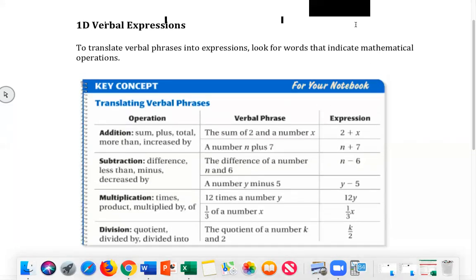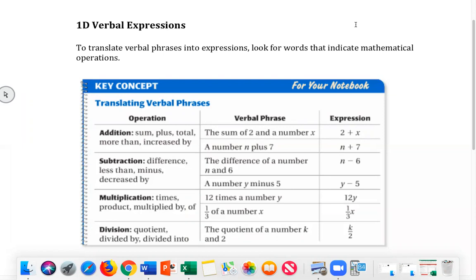All right, 1D verbal expressions. So this whole section is just about breaking down word problems. So we have these key terms. For addition, the key terms are sum, plus, total, more than, increase by, and can we as a class think of anything to add to that that might mean to add?